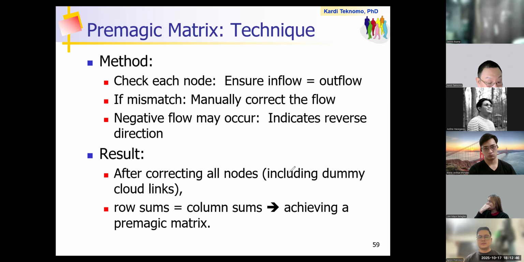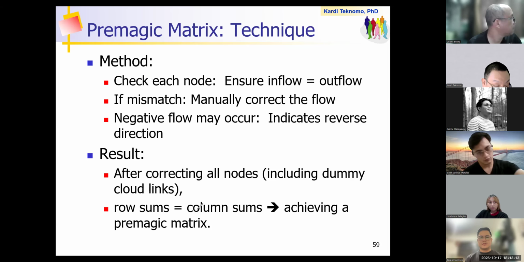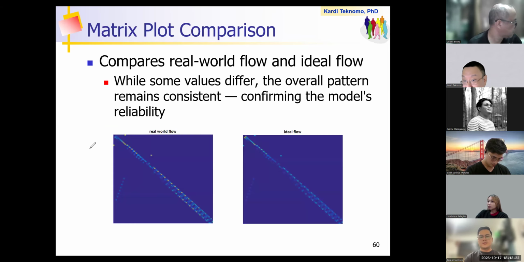Sometimes in the computation, if there's a negative flow, that means the link direction is actually reversed. So if you get negative flow, you need to reverse the direction. That is a simple correction. After correcting all the flow, including the dummy and cloud node, we get the pre-magic matrix. Using this pre-magic matrix, you will see this is the real world flow pattern.